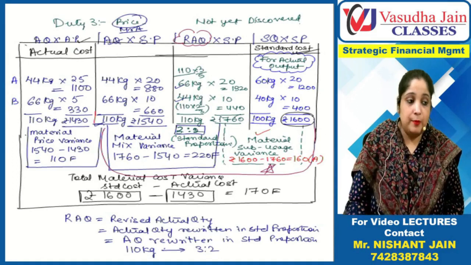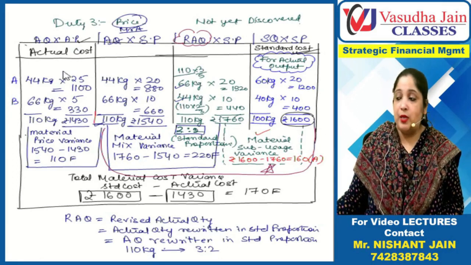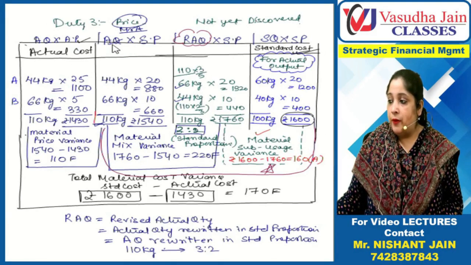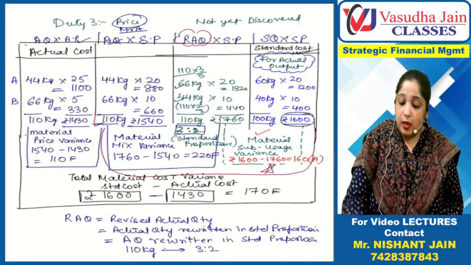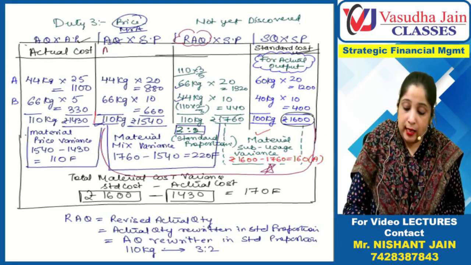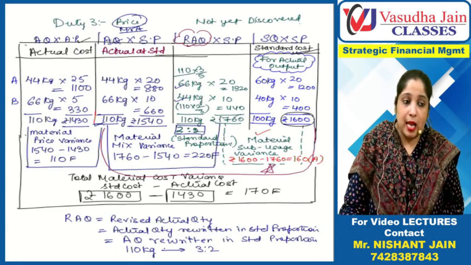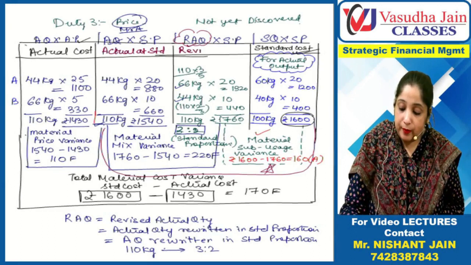The first column has been given the name actual cost. This column is given the name standard cost. Can we name these columns also? Yes, we can. Above, I have written the figure notations also. Watching the notations, I can write this AQ represents actual and SP represents standard, actual at standard. Ma'am, what have you written? Don't worry. After watching this, RAQ, this is revised, and this is at standard.